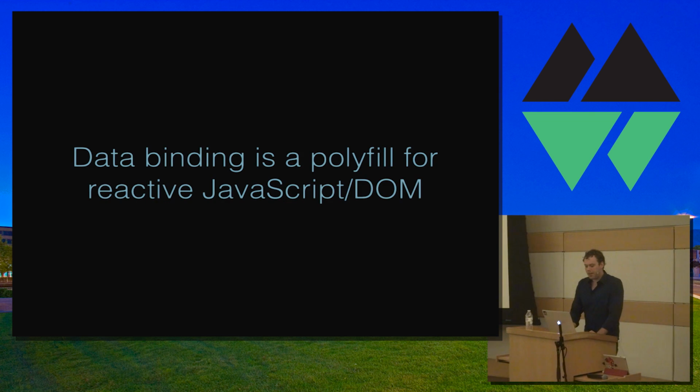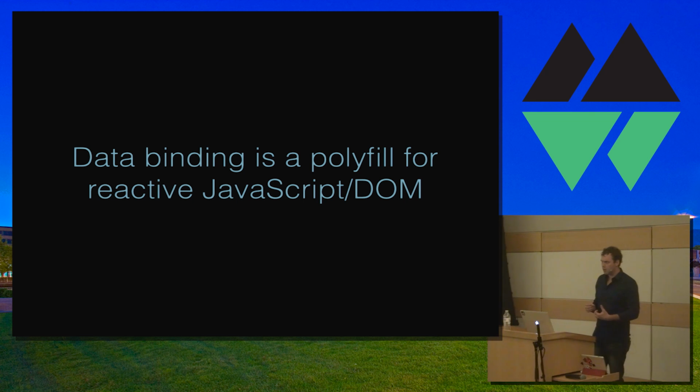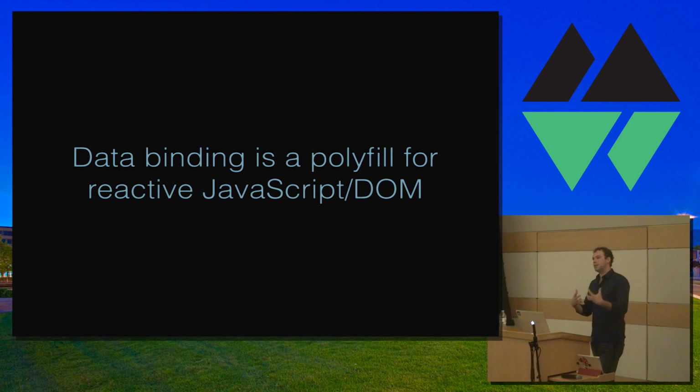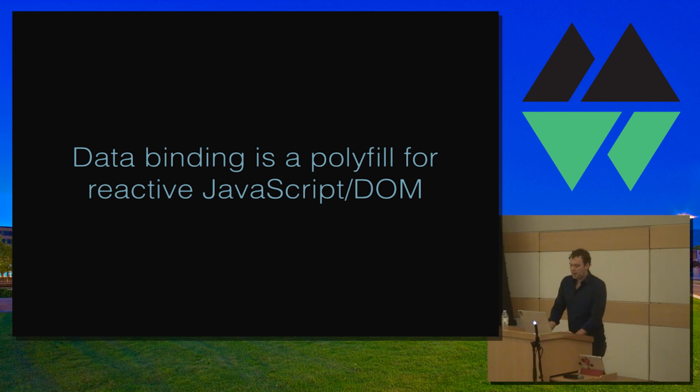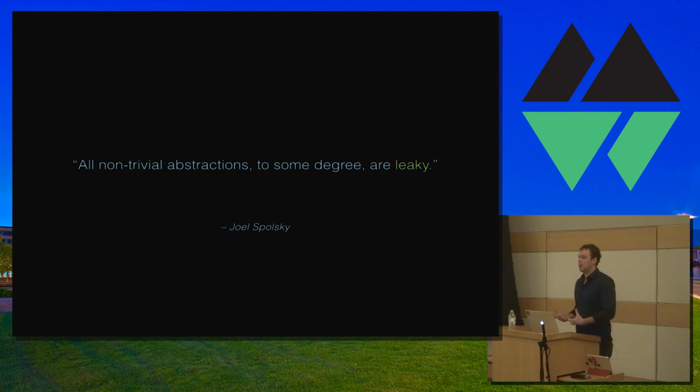So the way I look at data binding is that it's a polyfill for reactive JavaScript in the DOM. So if we want to sync state between different parts of your program, one of the solutions to that is something called reactive programming, which is basically expressing your constraints, and then the data is always guaranteed to be consistent where you expect it to be. Now, unfortunately, JavaScript isn't actually reactive, so we have to build an abstraction on top of it. And because this is definitely a non-trivial abstraction, every data binding technique that we have, including the virtual DOM, which is the one that React implements, is leaky.